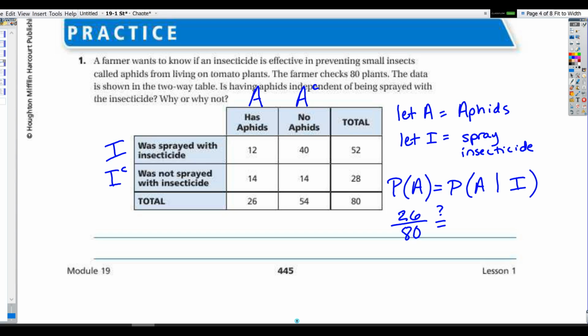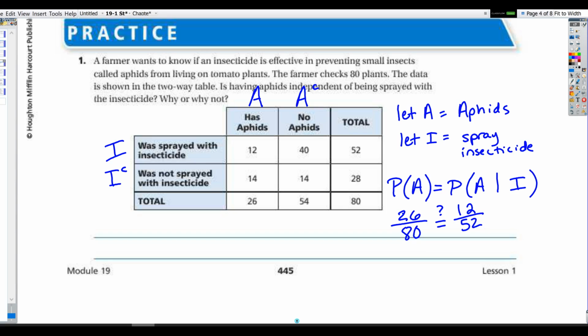So I have 52 total. My given count is 52. 52 were sprayed with the insecticide. But how many of those had aphids? 12. So it's going to be 12 over your 52.